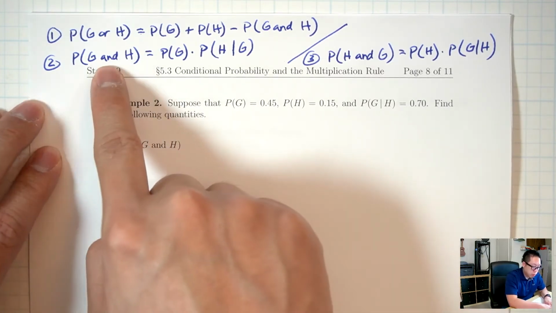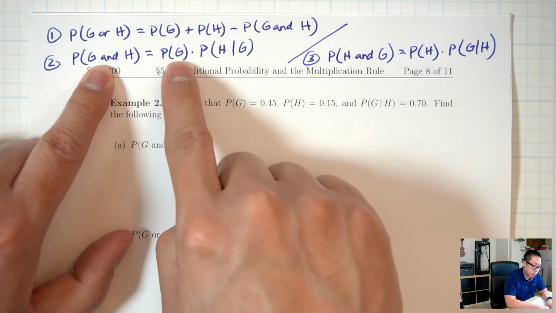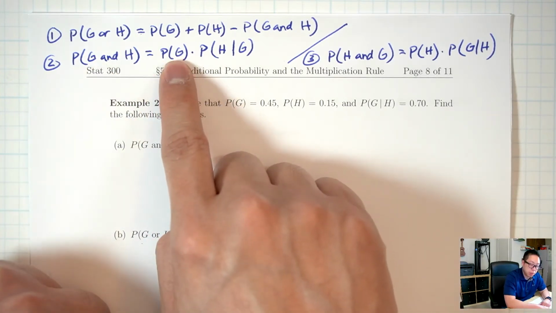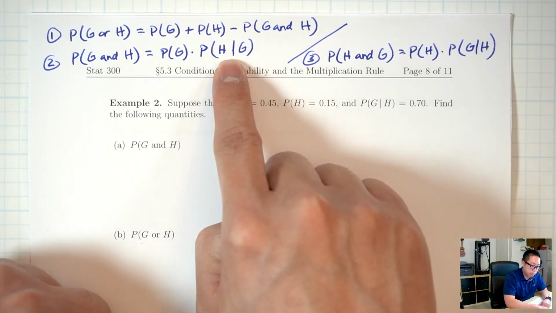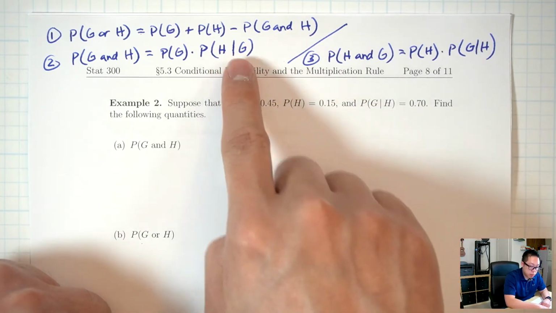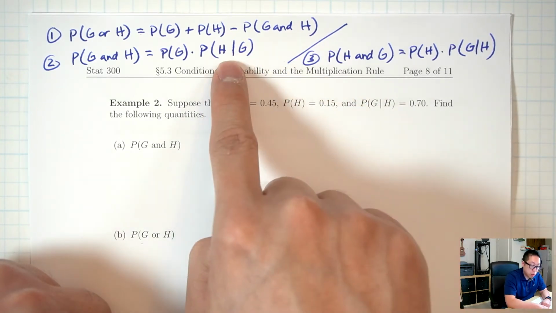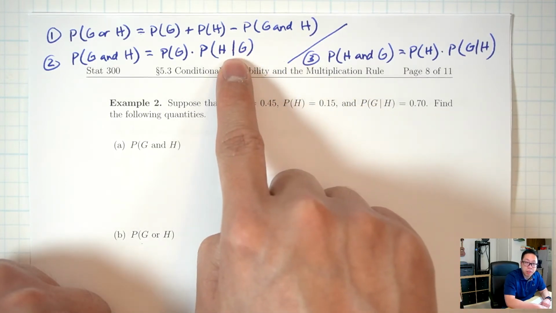G and H is right here. So for this one to be useful, I need to know everything else. So probability of G. Do I know probability of G? Yes. Do I know H given G? I know G given H. But remember, for the givens, the order matters. So these two are different. So I don't know H given G, which means I can't use equation 2.